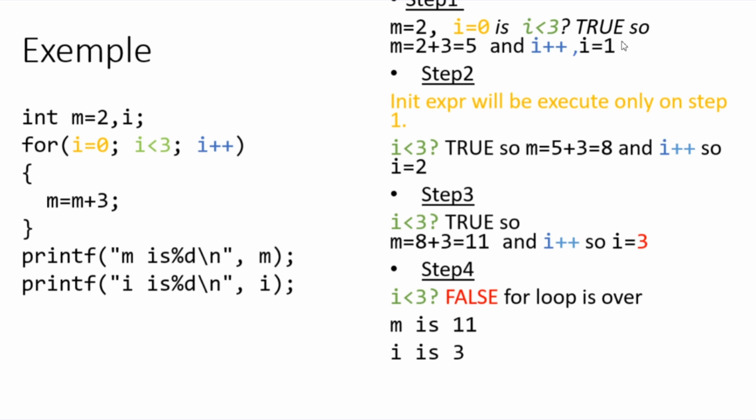Now we resume the for loop again. The initialization expression, the one with yellow, is no longer taken into account, and we proceed to check if expression 2, the one with green, is true. Variable i is now 1, so it's smaller than 3, so expression 2 is true. We execute the code again from the braces, and m grows again by 3 units, from 5 to 8. Then we execute expression 3, the one with blue, and i increases from 1 to 2.